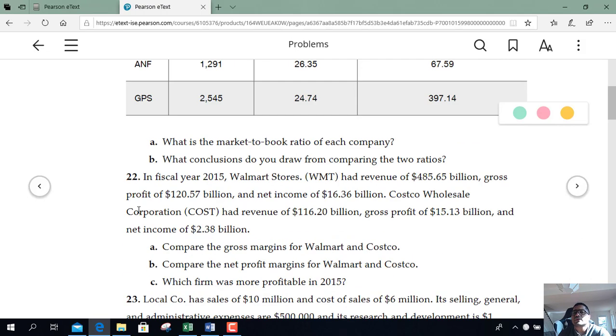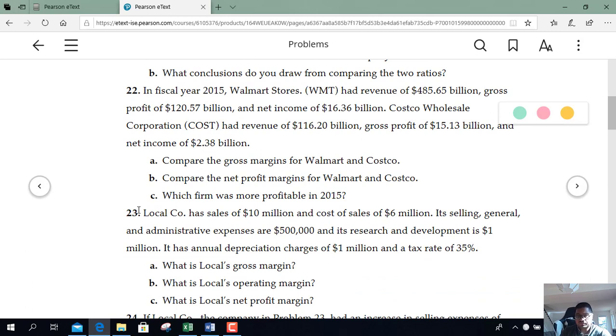Okay. Next one we are going to discuss is 22. In fiscal year 2015, Walmart had revenue of $485.65 billion, gross profit of $120 billion, and net income of $16 billion. Costco's revenue was 116 billion, gross profit 15 billion, and net income of 2.8 billion. They are asking you to calculate gross margins for Walmart and Costco, net profit margins for Walmart and Costco, and which firm was more profitable.